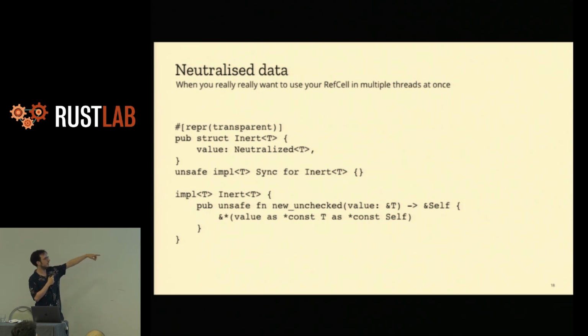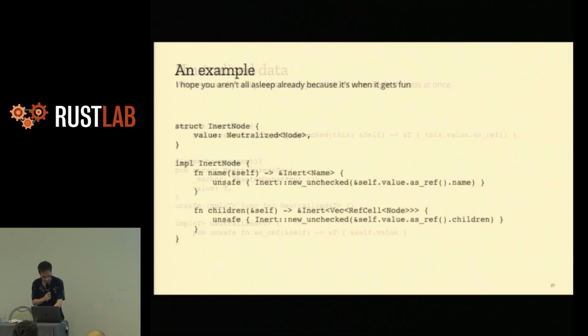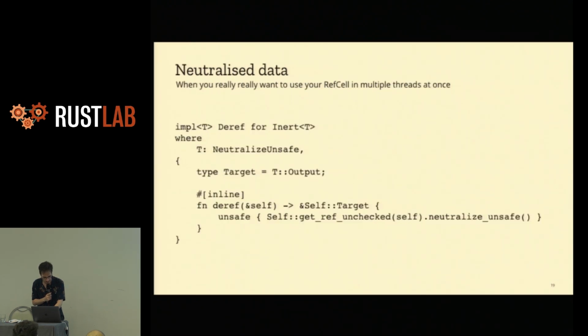I love this trick. You write a new type wrapper around the data that interests you, and you pointer cast a reference of your underlying data to a reference of the new type wrapper. And this type derefs to a T output, which is implemented in the NeutralizeUnsafe trait that I will show in the next slide, I think. Where is it? Well, I will just describe it.